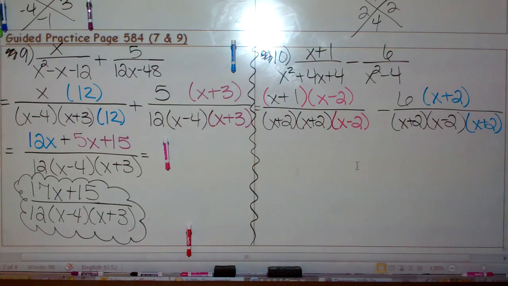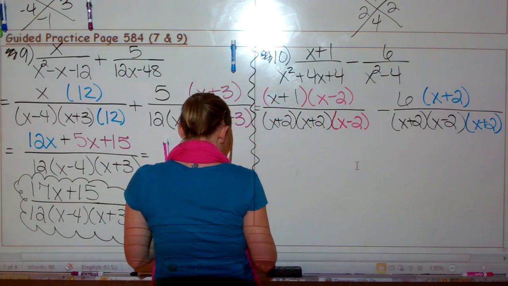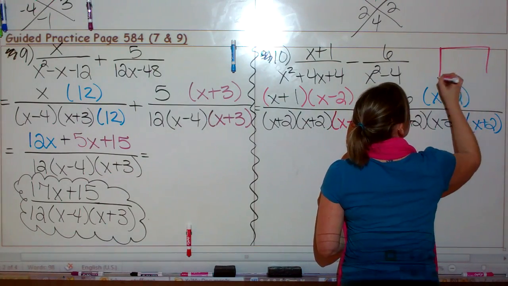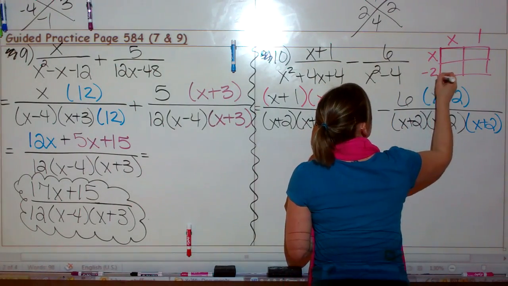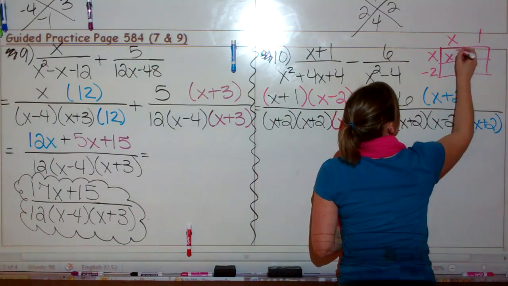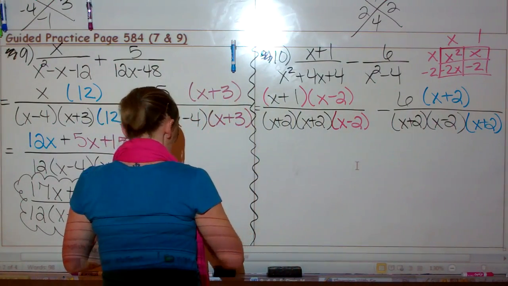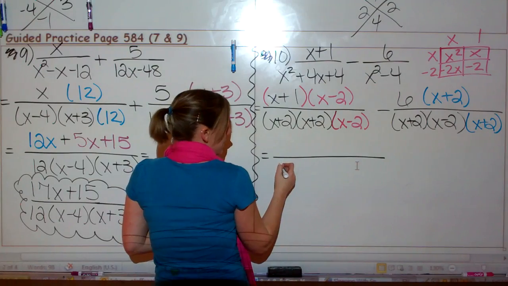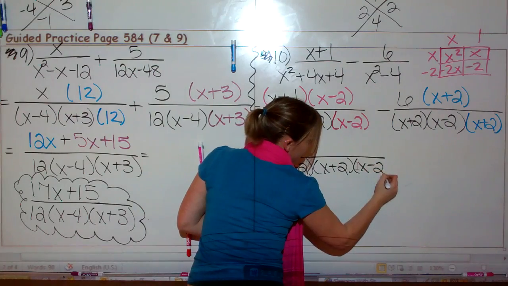So when we multiply this one, it's going to take a Punnett square, unless you've gotten used to it and you can kind of do it on your own. I'll just do the Punnett square over here to the side. So it is x and 1 and x minus 2. So that's x squared, x, minus 2x, and minus 2. So when we write that as the numerator, our denominator is x plus 2, x plus 2, and x minus 2.